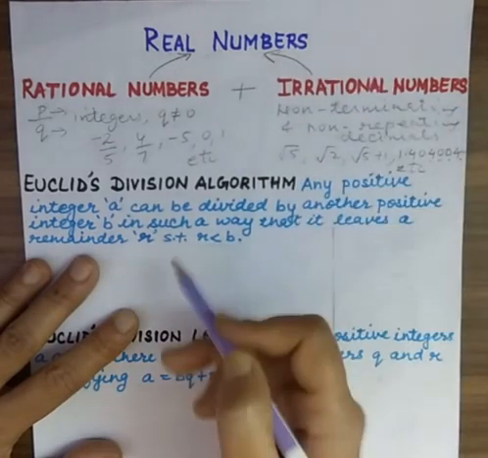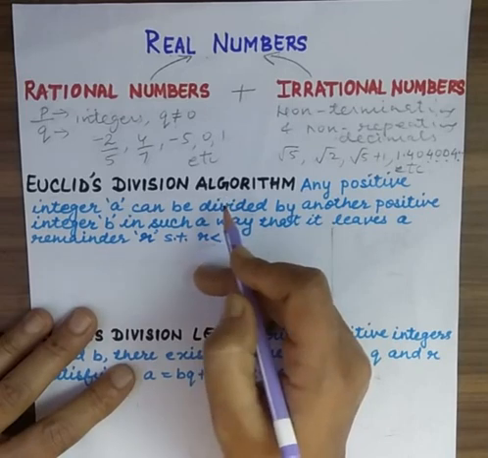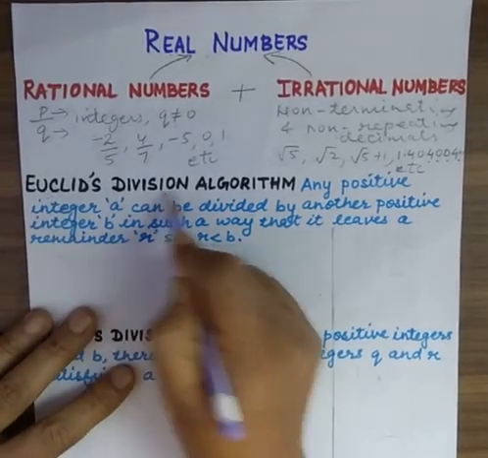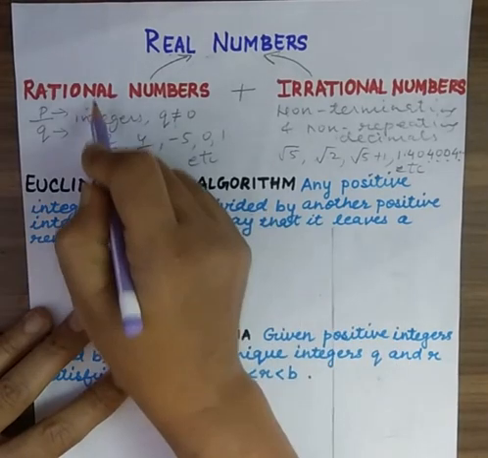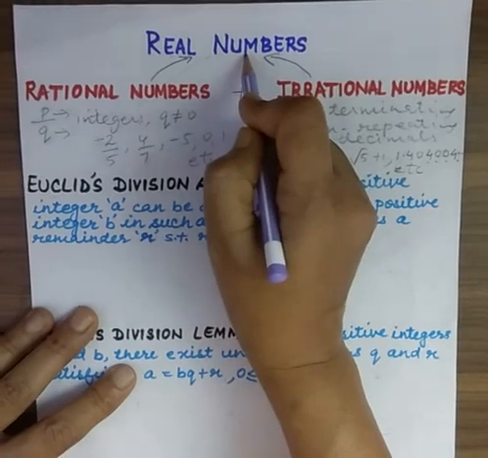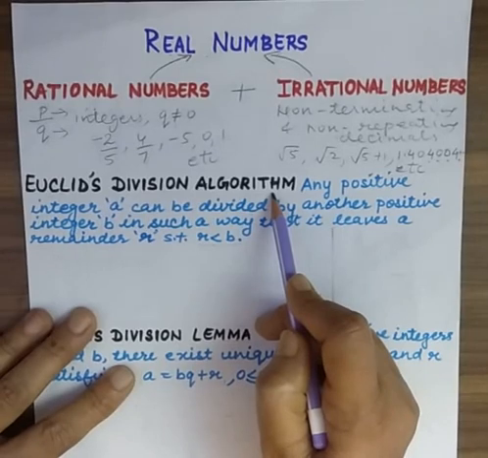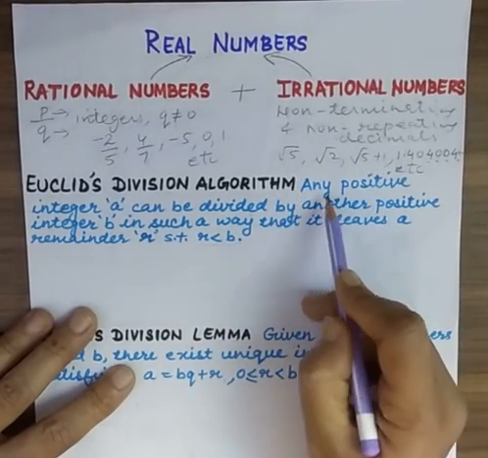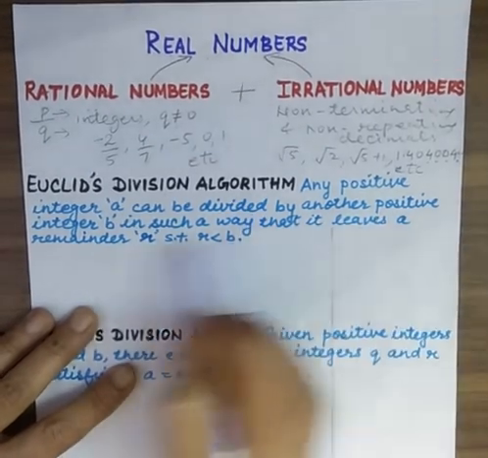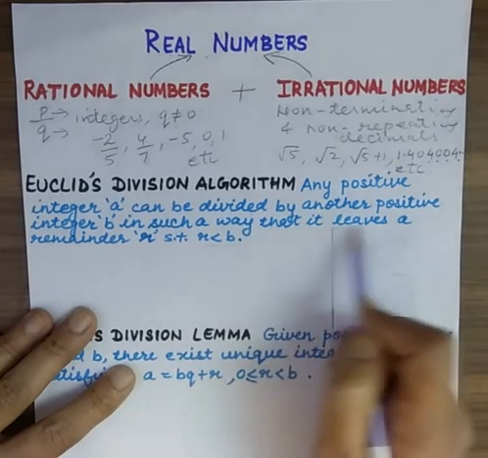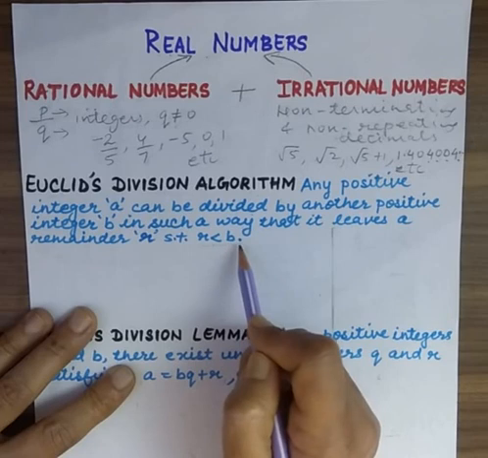Alright. Now when we begin the chapter, we come across an important property of integers, that is Euclid's division algorithm. Why are we talking about integers? Because integers are rational numbers, so integers are also real numbers. Alright. Now, Euclid's division algorithm simply states that any positive integer a can be divided by another positive integer b in such a way that it leaves a remainder r, such that r is smaller than b.